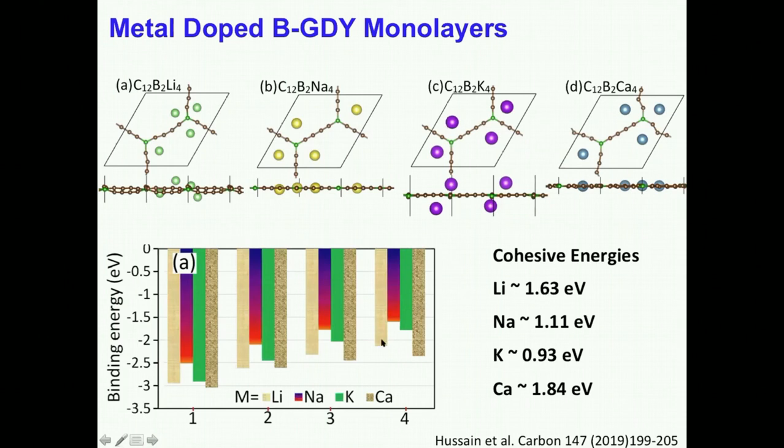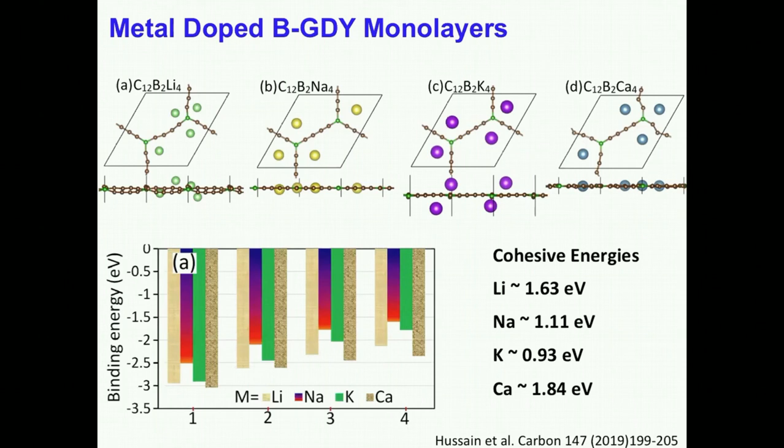And that is required. Similarly, for sodium, the bonding energy you can see is minus 1.5, whereas the cohesive energy is 1.1. Similarly, the potassium and calcium. So in all the cases, the metal binding energies are stronger than their corresponding cohesive energies, which means they would stay bonded where they are and they will not form clusters. Because when they form clusters, we lose the reversibility.